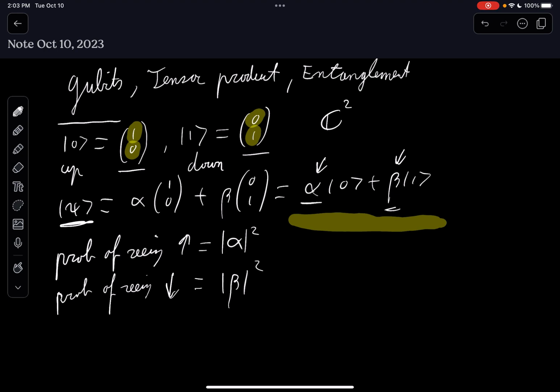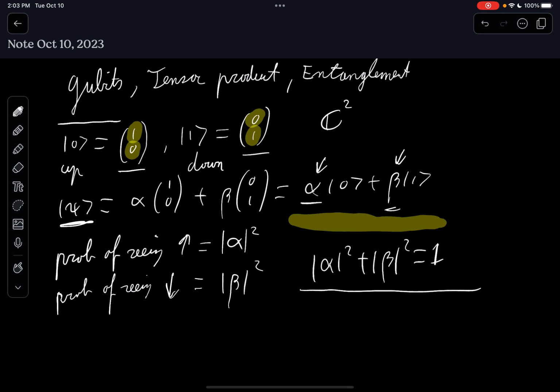Okay, so these are probabilities, and these two occurrences, up or down, are the only two options. And so this imposes limitations on these alpha and beta. In particular, we want that alpha squared plus beta squared is 1. This is also what we normally want from a probability distribution. When we sum up all the probabilities, they better add up to 1. And that's basically the same condition that we're seeing here.